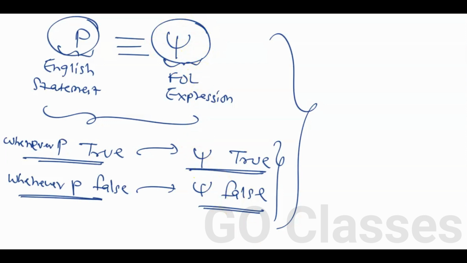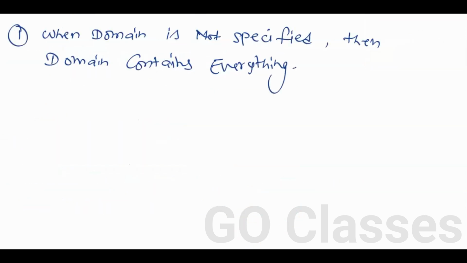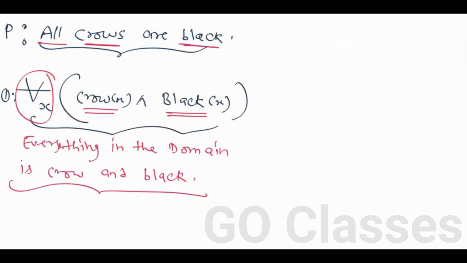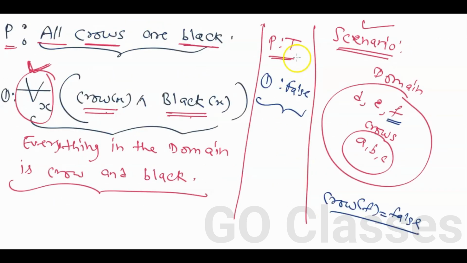Okay, but in the example that we have taken, you can notice that this expression, for all x, crow x and black x, is not a correct expression for this statement, because we can have a scenario where our English statement is true, but the expression is false. So I can say this expression is not a correct expression for this statement. So this is the first point.